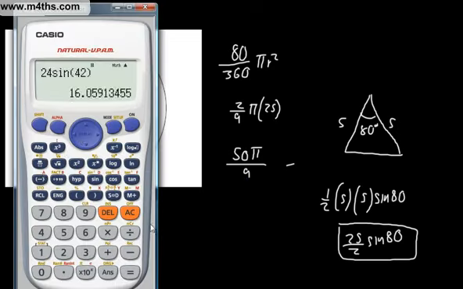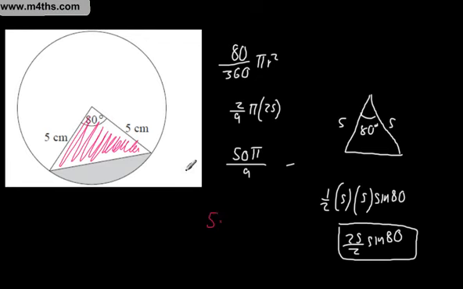So in our calculator, what we're going to do now is 50 pi over 9 minus 25 over 2, or you could say 12 and a half, 25 sine 80, and that's all going to be over 2. And this will give us the area 5.14, which we'll call 5.1 centimetres squared. So that's the area of a non-right angled triangle.